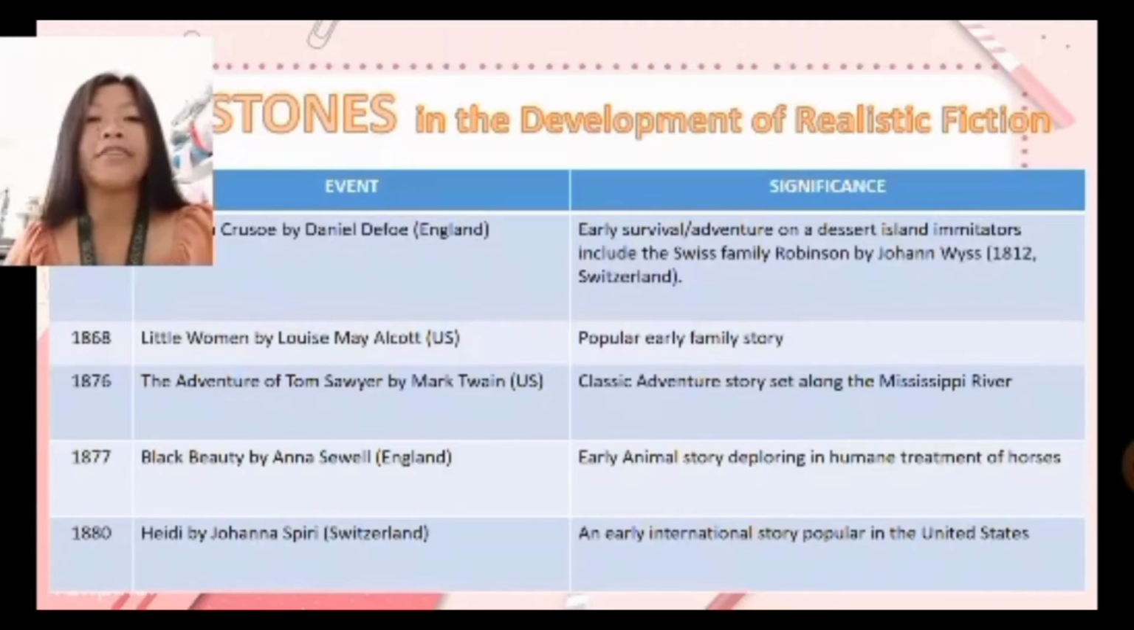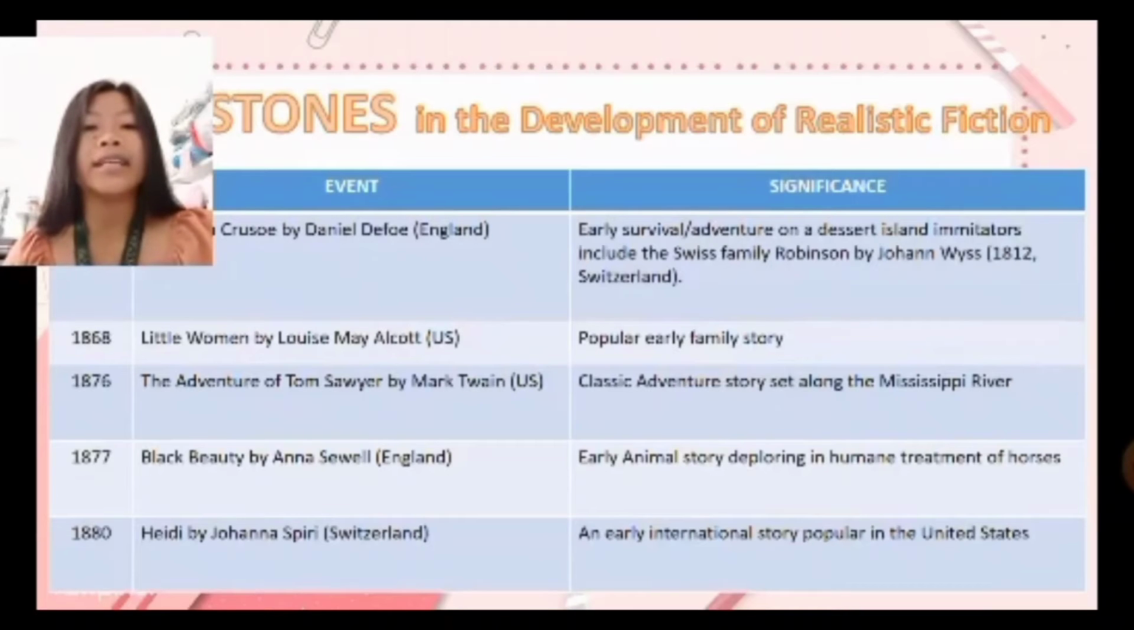1876, The Adventures of Tom Sawyer by Mark Twain, US. Classic adventure story set along the Mississippi River. 1877, Black Beauty by Anna Sewell, England. Early animal story deploring inhumane treatment of horses.